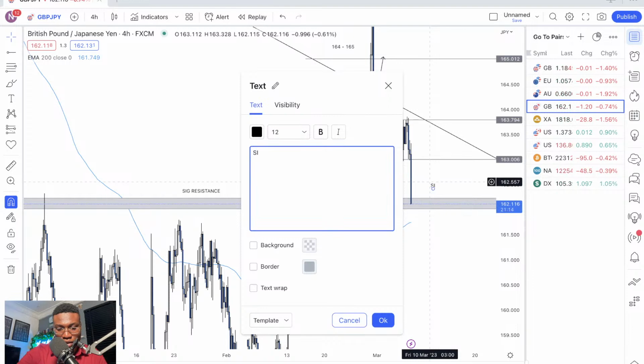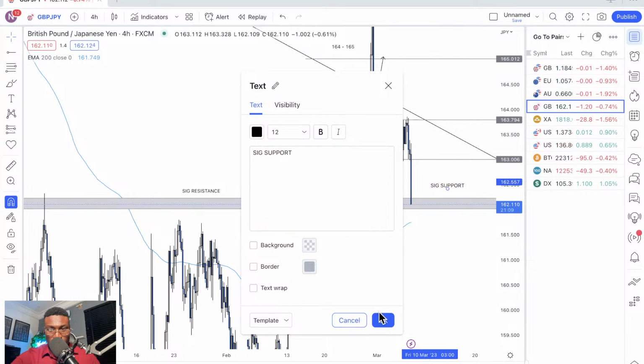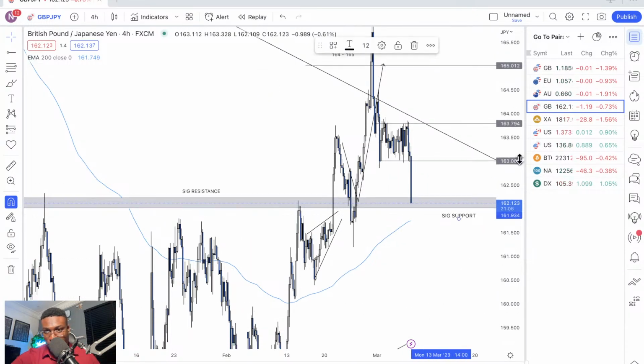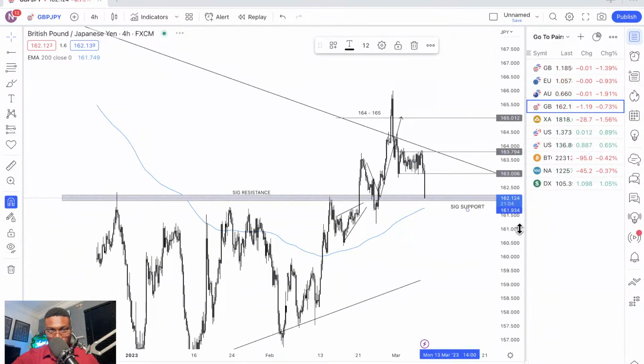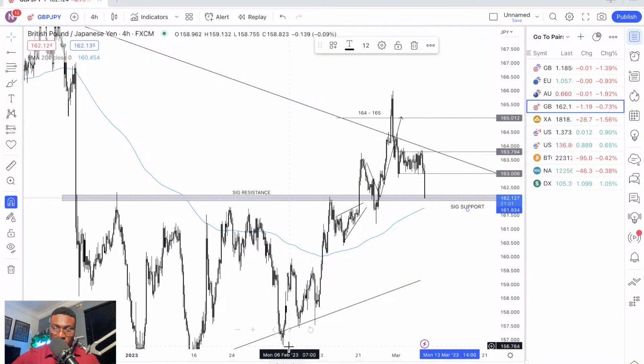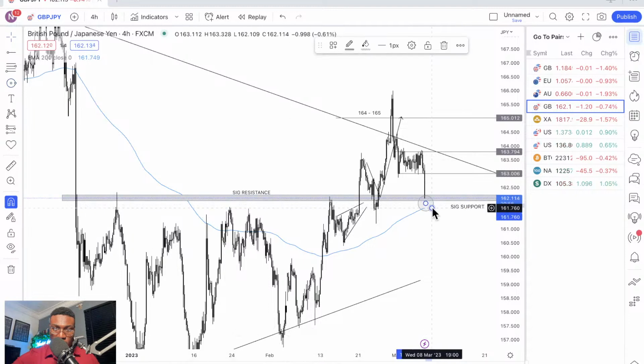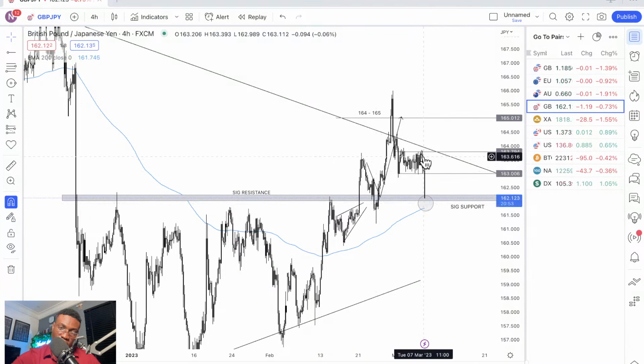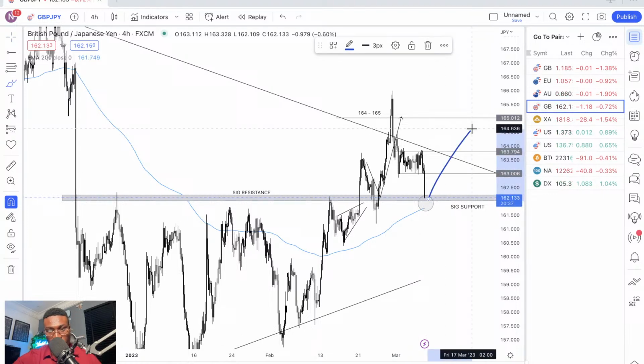So this is going to serve as a significant support level for the pound yen market, right? And let me also identify this zone as well. So if we get that nice collision between the candlestick and the 200 period moving average, then that could just be a higher low on the pound yen market, and we can start to see the market push back upwards from there, right?